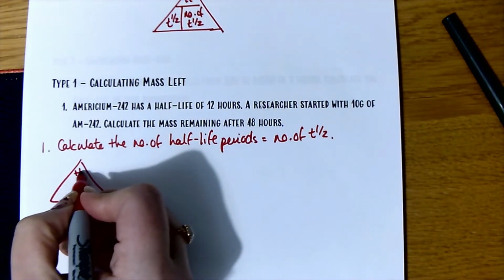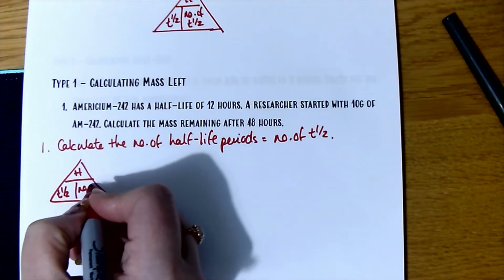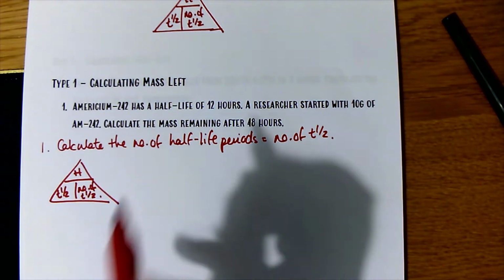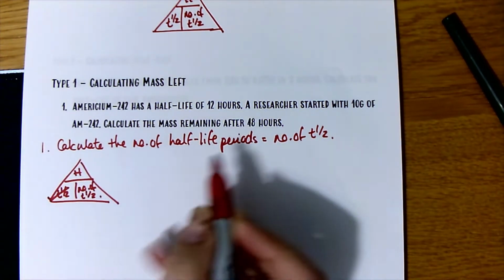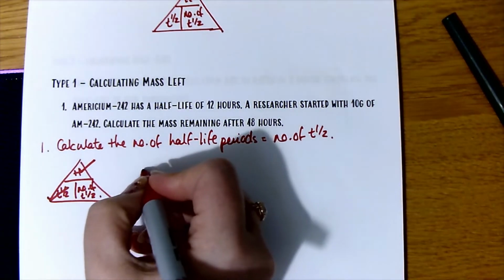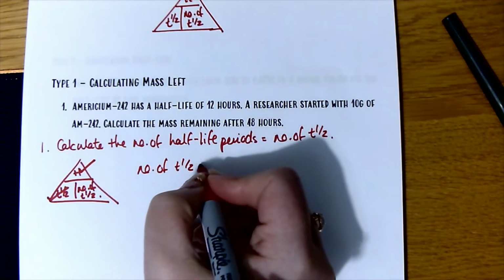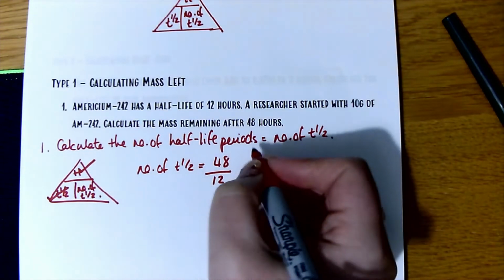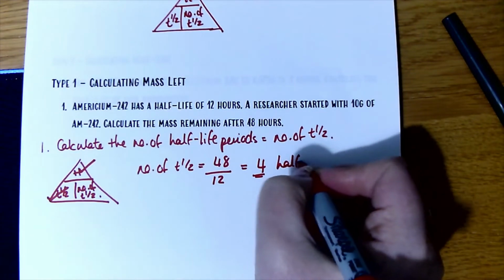Let's just write out the formula triangle to keep us right here. Okay, so we know that its half-life is 12 hours. And we know that the total time we're interested in is 48 hours, so we can calculate this out. So the number of half-lives that's undergone is 48 divided by 12, which is 4. So we've had 4 half-lives.